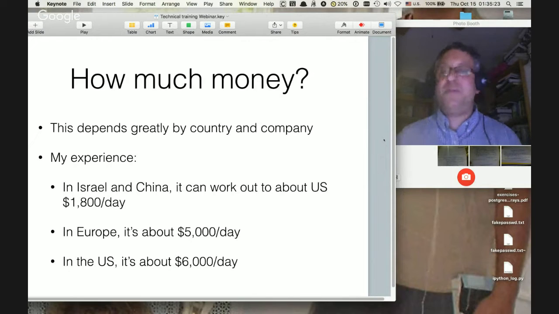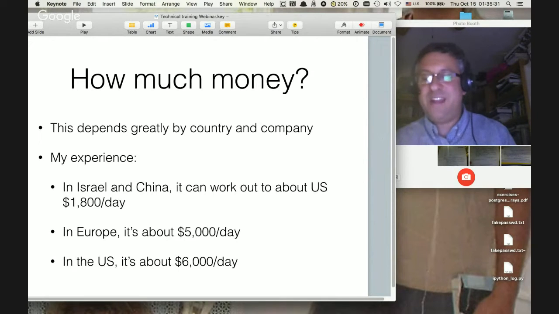So how much money do you get? And this is actually shocking to people who are not in the training industry. First of all, it varies a huge amount by country and company, but let's cut to the chase. In Israel and in China, my impression is it works out to about $1,800 per day, maybe a bit more in China, but not a lot more. But in Europe, it can be about $5,000 a day. And in the US, it can be about $6,000 a day.